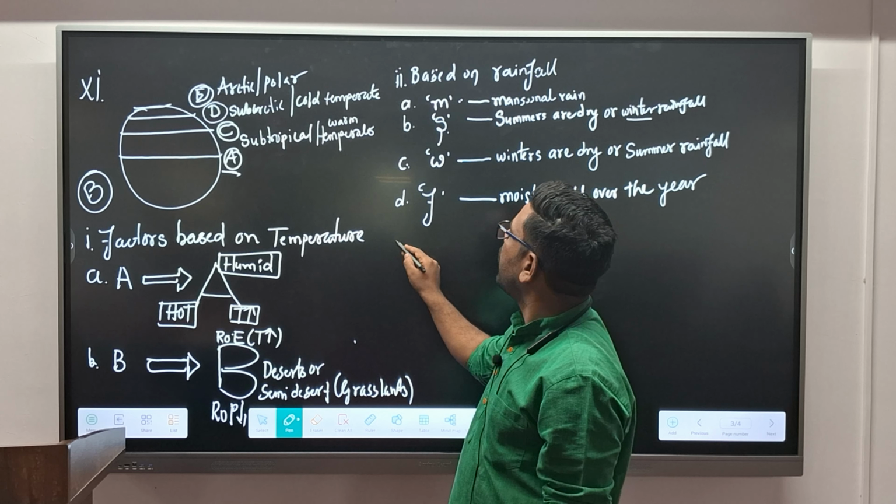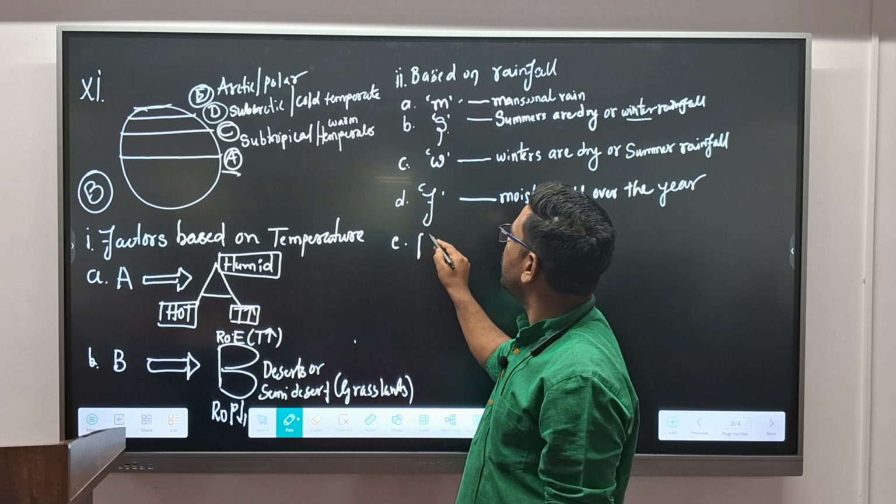Okay, next you can write capital F. Capital F means always frost. Frost means ice covered, relatively ice covered.